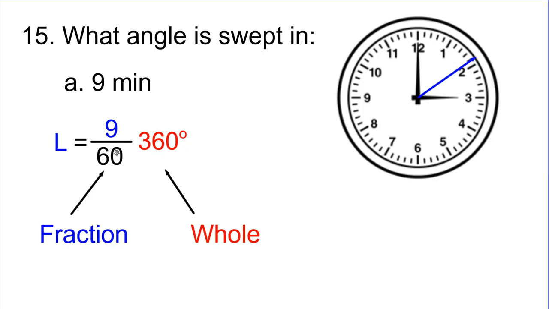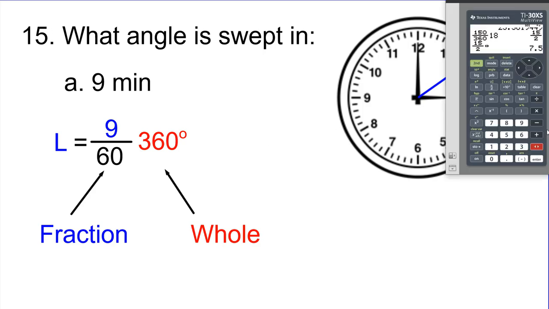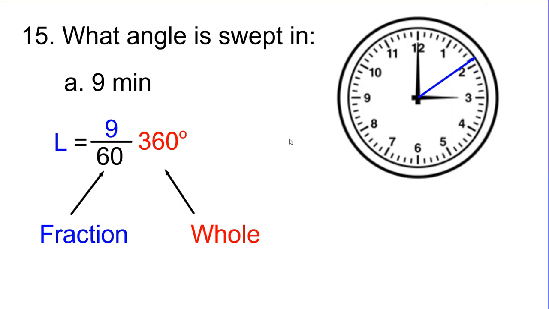how many degrees were swept out in 9 minutes? So 9 out of 60 multiplied by 360. And we'll just put that in our calculator. So I'm going to do the fraction button again. I really like that fraction button. So 9 out of 60, and then we're going to multiply that by 360, which leaves us with 54. So 54 degrees were swept out. So this angle here would be 54 in 9 minutes. So you can do part B and part C by yourself.